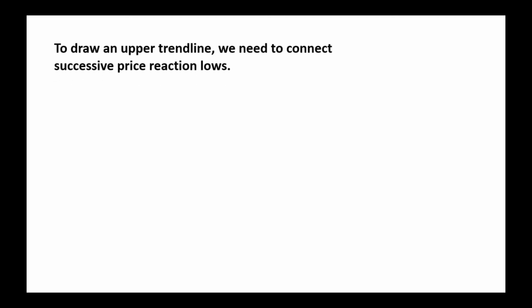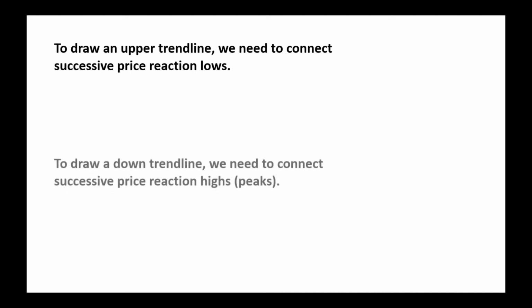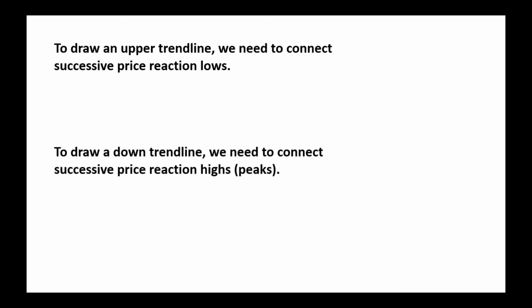Today we'll talk about how to draw a trend line. To draw an upward trend line, we need to connect successive price reaction lows. To draw a downtrend line, we need to connect successive price reaction highs or peaks. Let me see how to do that.